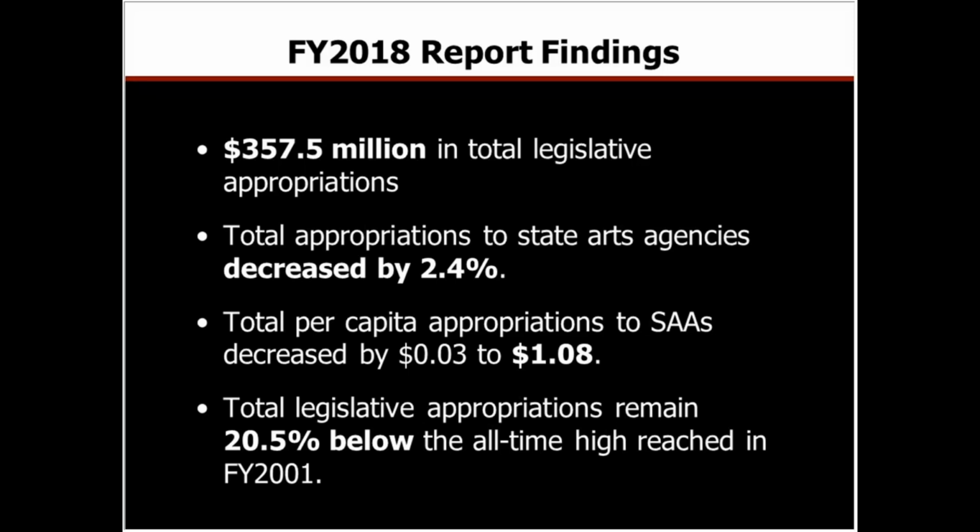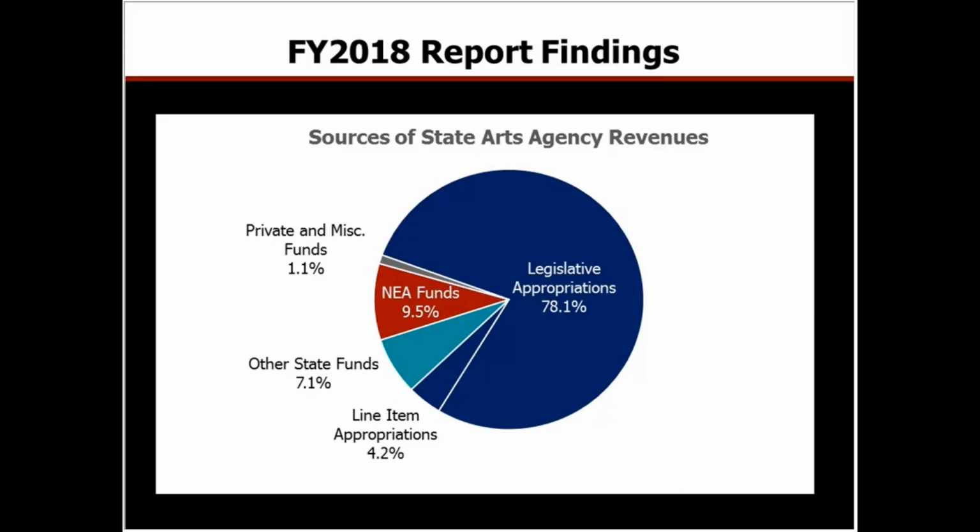And still, total legislative appropriations remain about 20.5% below the all-time high reached in 2001, which was $449.5 million. And when we account for inflation, appropriations are actually 42.5% lower than they were when we received that appropriation in fiscal year 2001.